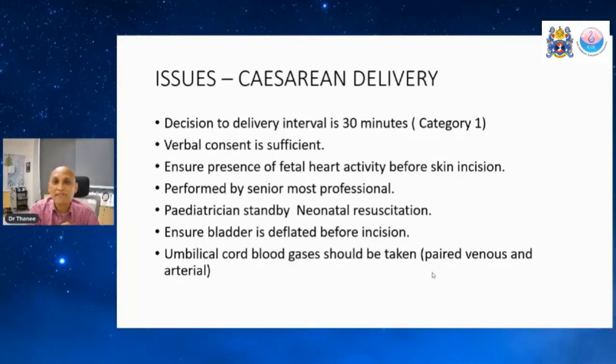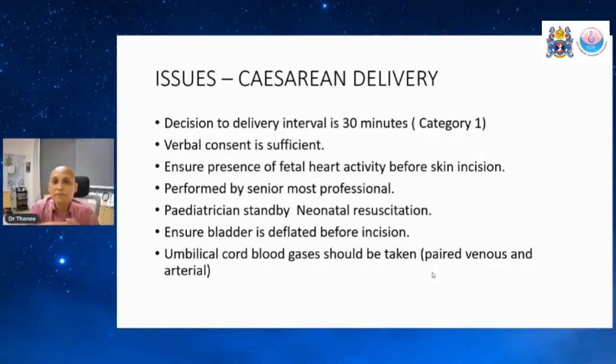Ensure the bladder is deflated at the time of delivery, just before the delivery, because when the surgeon is rushing to enter into the peritoneal cavity, if the bladder is distended, he might injure the bladder and cause a lot of medical legal issues. So the bladder has to be urgently deflated, and the peritoneal cavity is entered, the vesicouterine fold of peritoneum is incised and the baby is delivered.